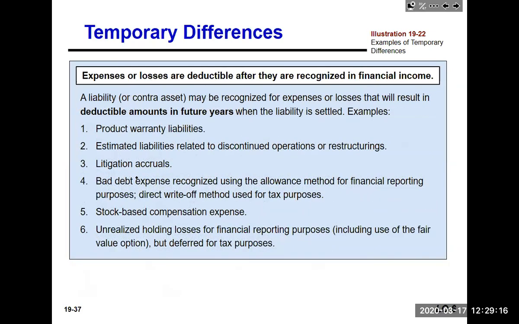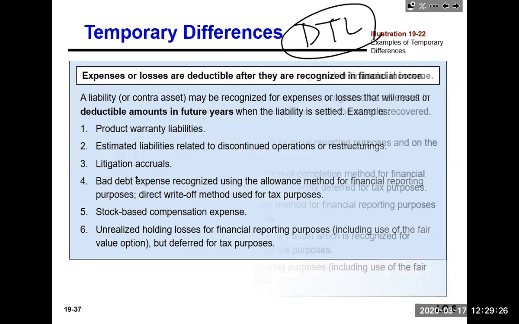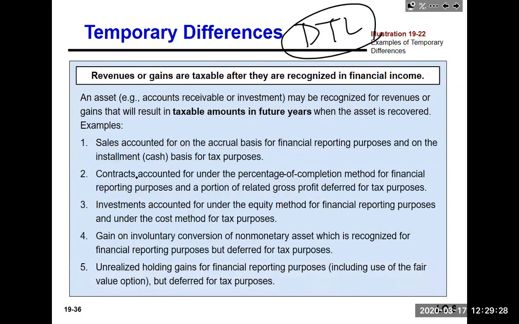Expenses or losses here, again, that's the one that's more common. Deductible amounts in future, so these are deferred tax assets, aren't they? Let me back up the screen again. Well, that's revenues or gains. Taxable amounts in future years. I'm not sure why they do it in that order.